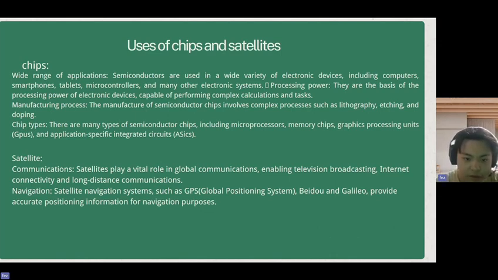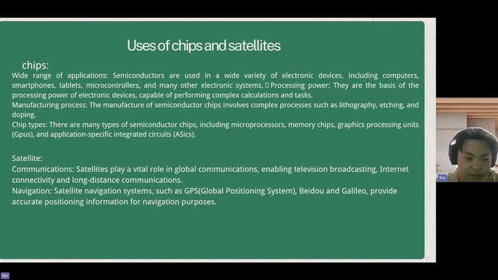Manufacturing process. The manufacture of semiconductor chips involves complex processes such as lithography, etching, and doping. Chip types. There are many types of semiconductor chips, including microprocessors, memory chips, graphics processing units, and application-specific integrated circuits.